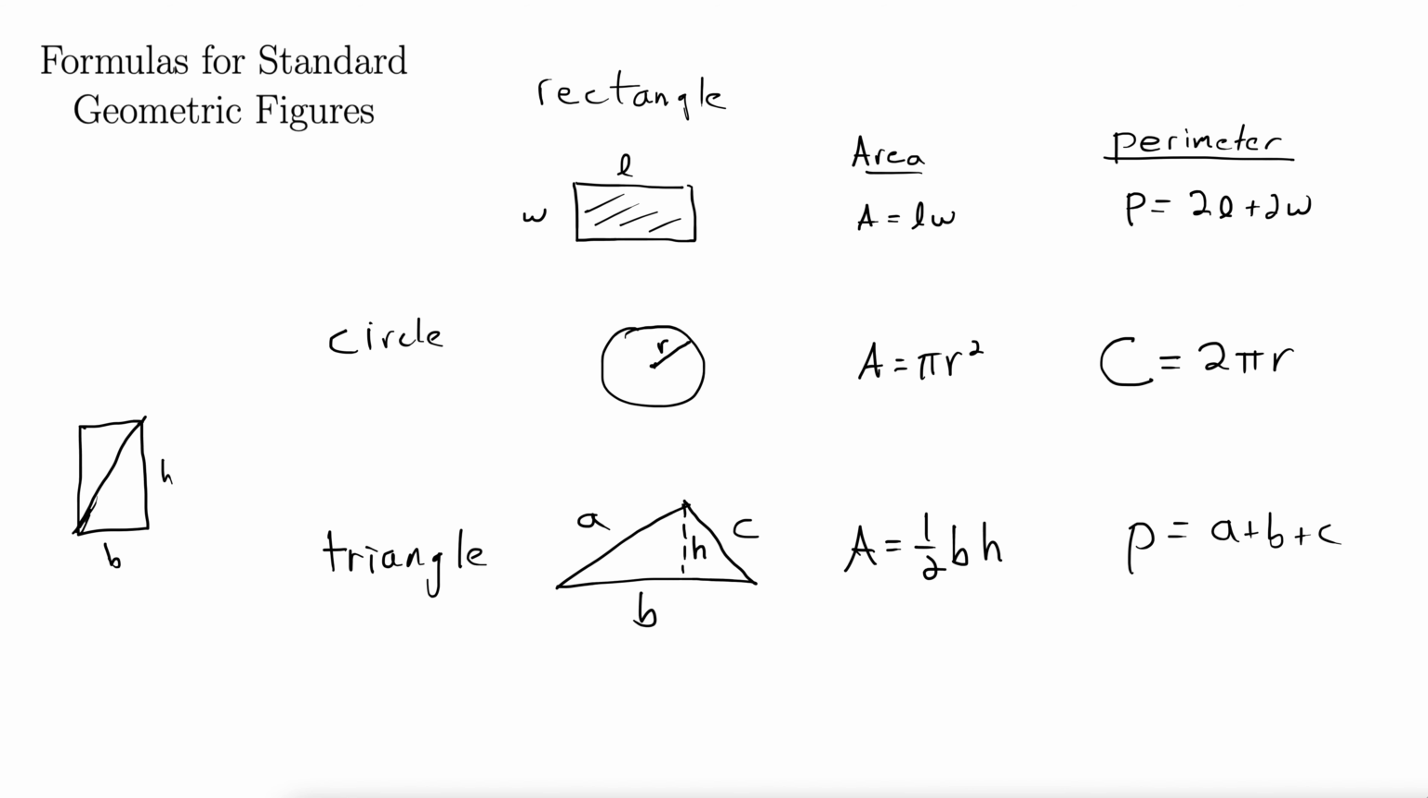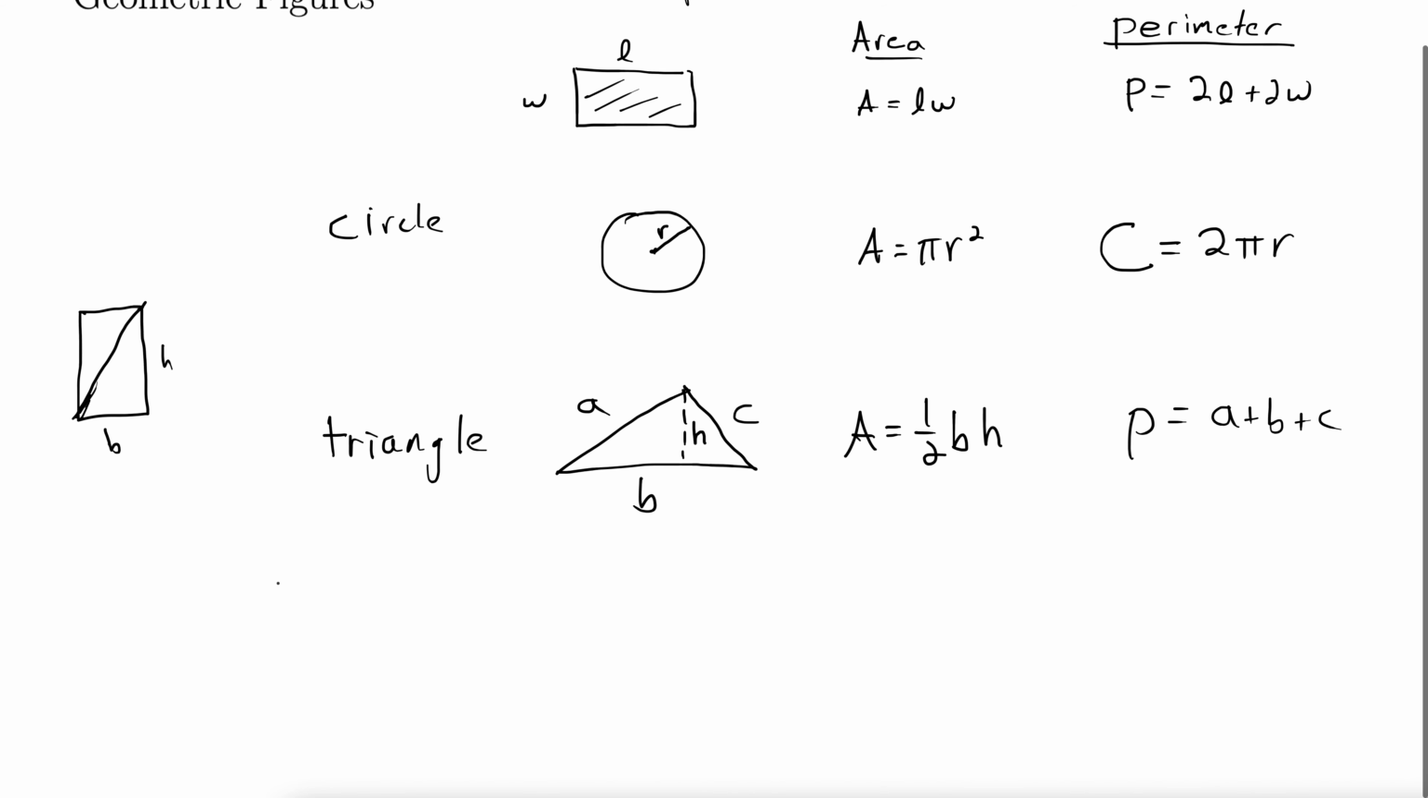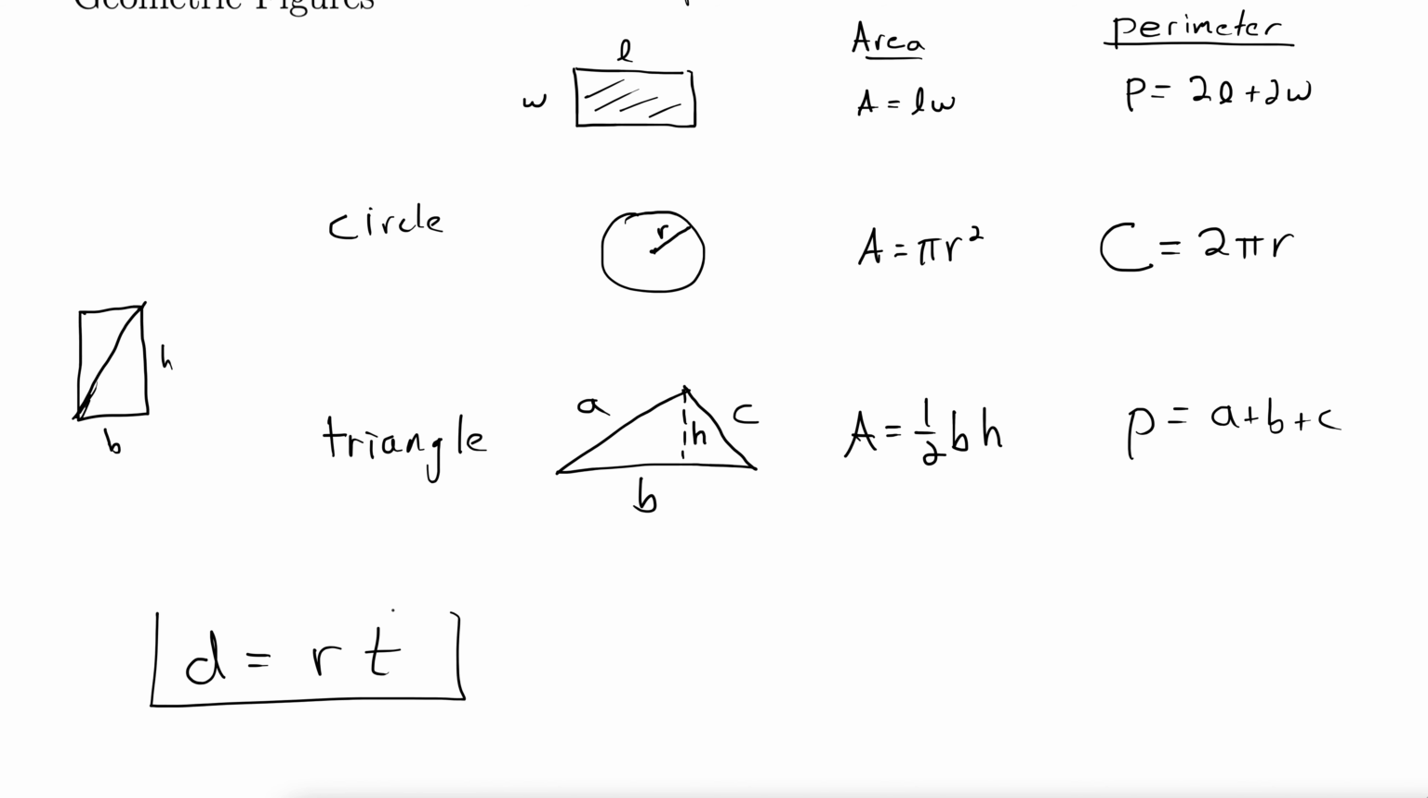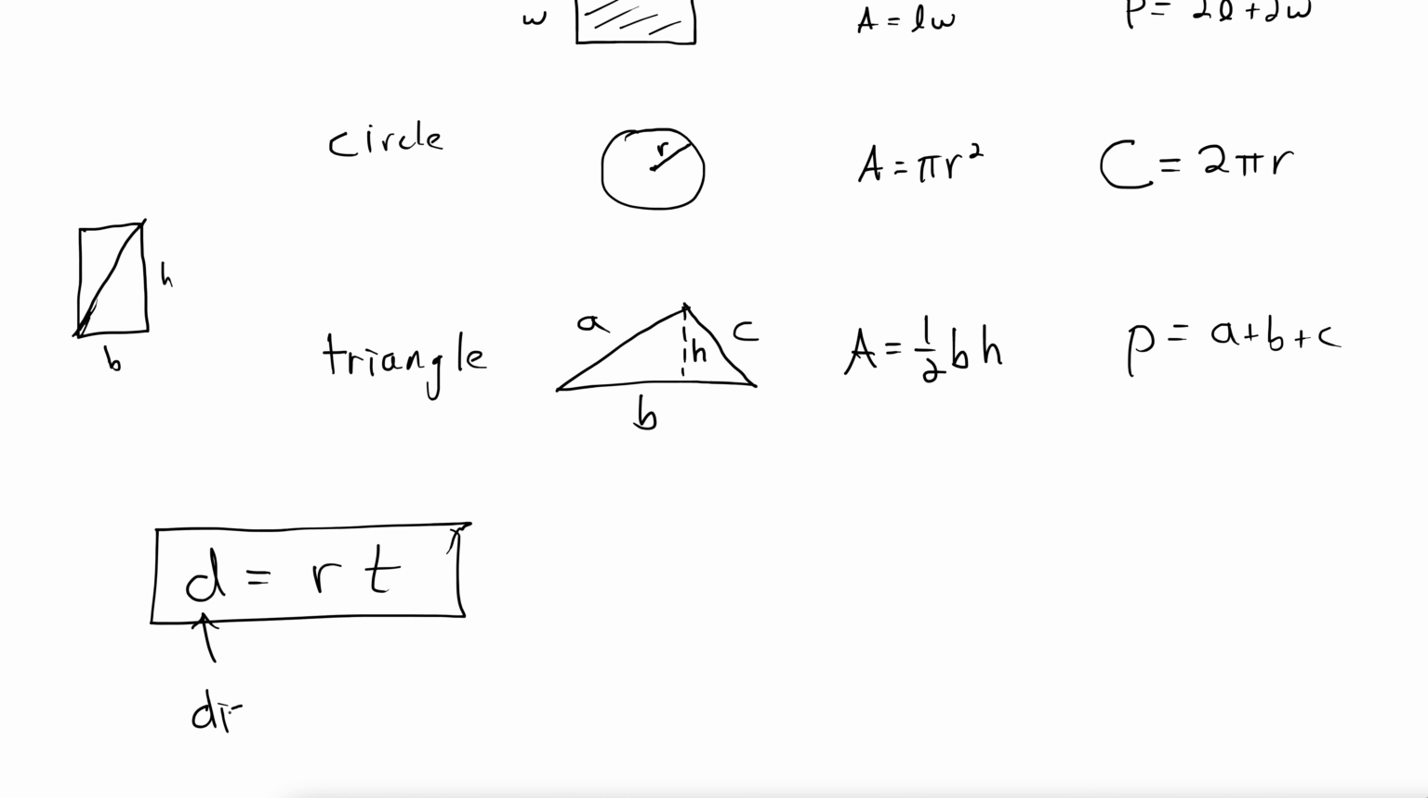Another formula that isn't a geometric figure, but we should know it nonetheless, is distance equals rate times time. Distance equals rate times time. This is a big deal. We'll see this a lot. D is for distance, R is for rate, that's speed, and T is for time, of course. So that's just kind of thrown in here. It's not a geometric formula.